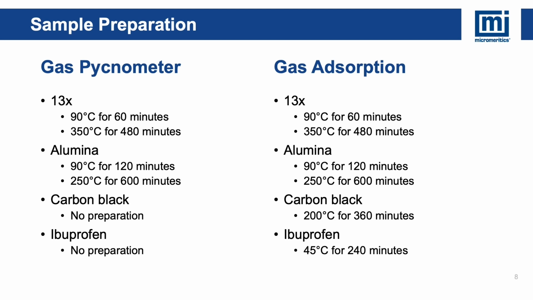Samples were pre-treated prior to analyzing, with the exception of carbon black and ibuprofen on the pycnometer, since neither one of these are very porous or hold much moisture. Pre-treatment consists of applying heat for a specified time while under vacuum.